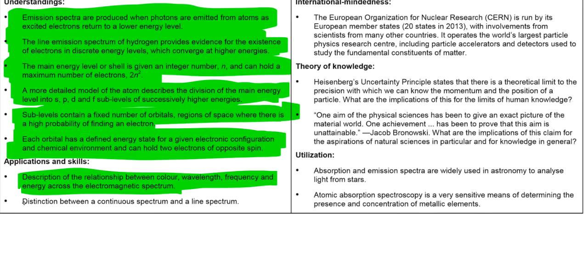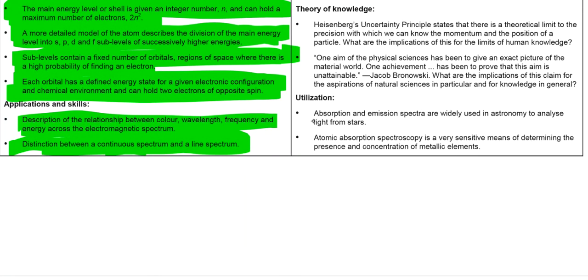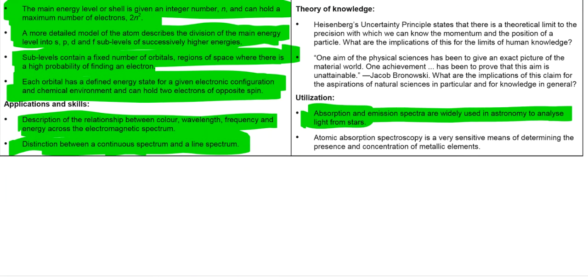Distinction between continuous spectrum and line spectrum. A continuous spectrum shows an unbroken series, whereas a line spectrum shows a broken, distinguished series. If you look at astronomy, you can see that light emitted from stars can be used to identify the composition and the molecules contained in the stars themselves.